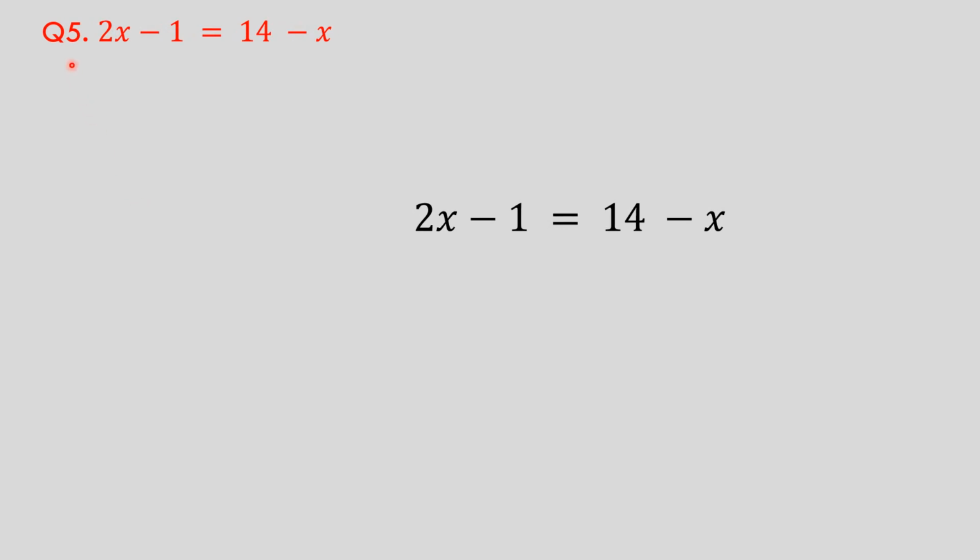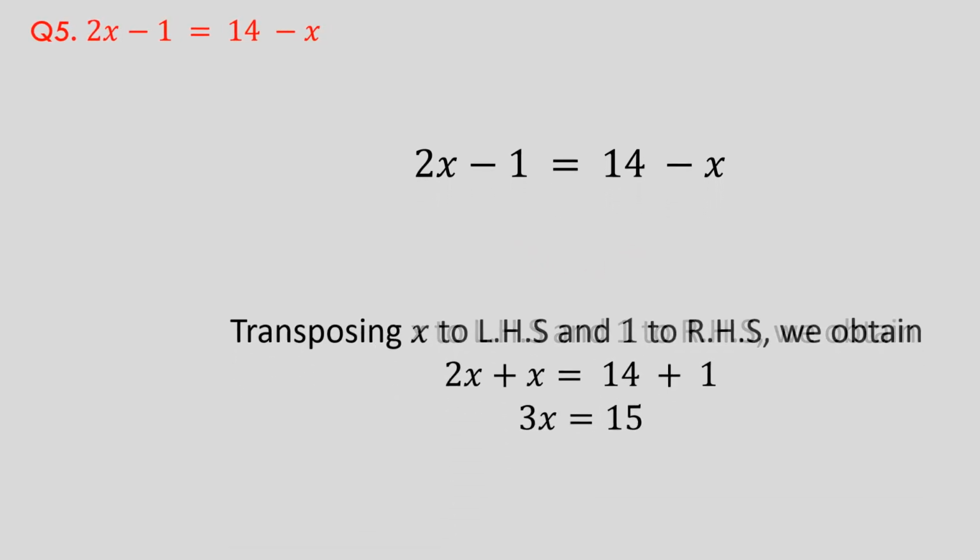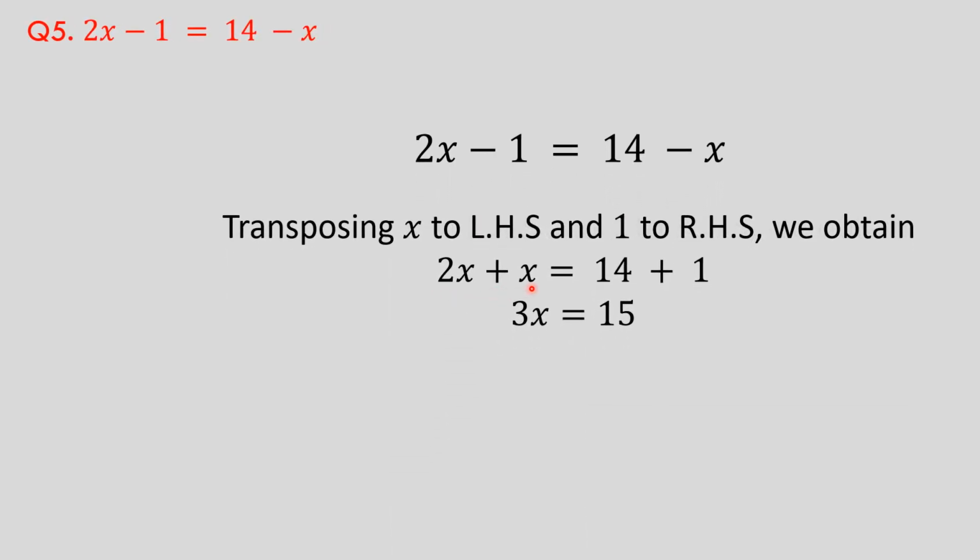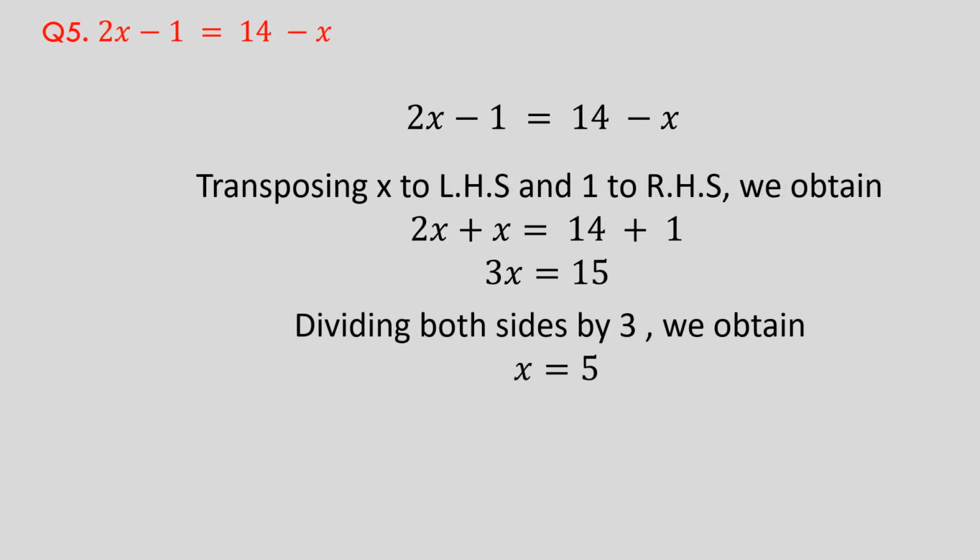Question number 5. 2x minus 1 equals 14 minus x. यहाँ हम वेरिएबल्स को लेफ्ट हैंड साइड ले आएंगे एंड कांस्टेंट को राइट हैंड साइड. सो वी गेट 2x plus x equals 14 plus 1. Here 2x plus x equals 3x and 14 plus 1 becomes 15. On dividing both sides by 3, we get x equals 5.